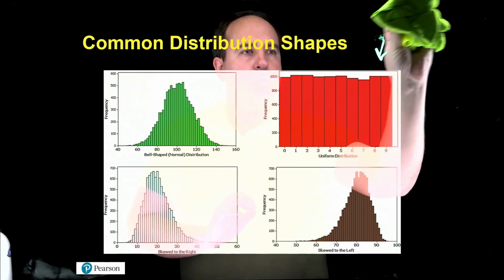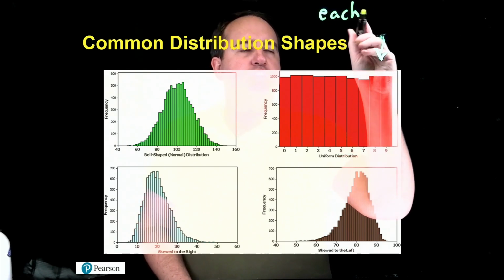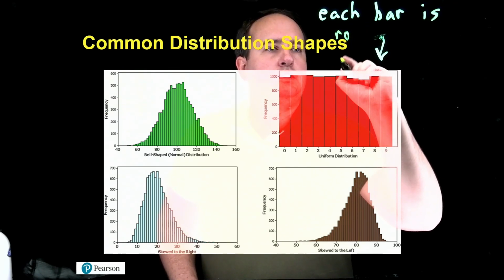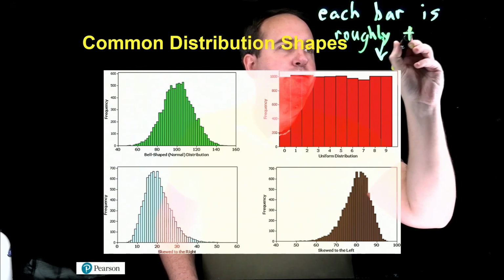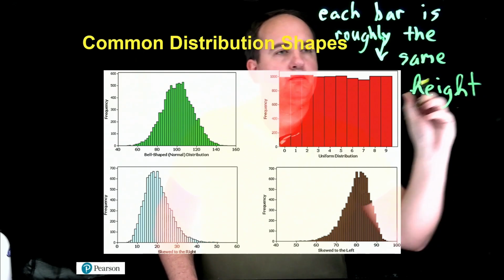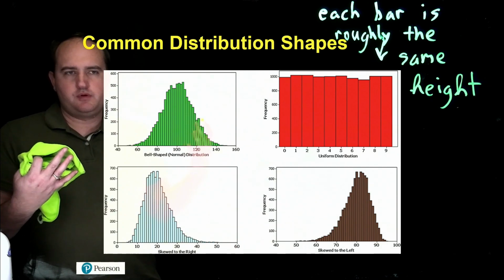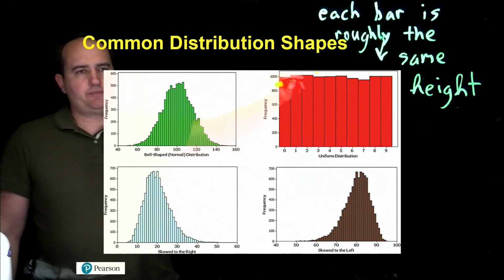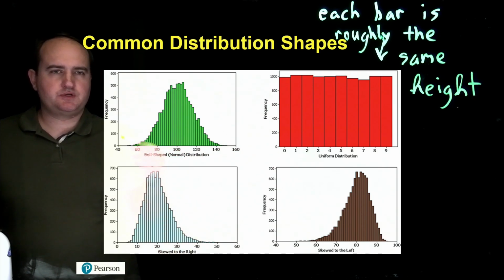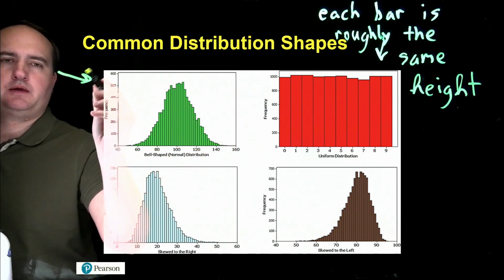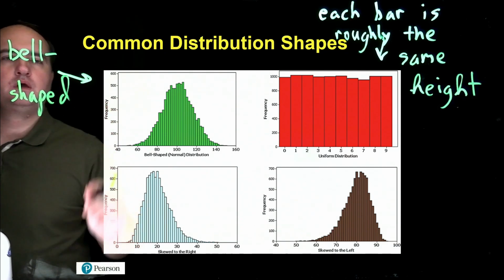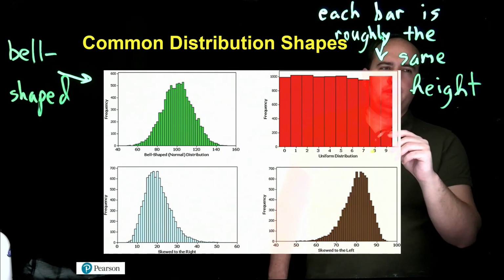So let me write that somewhere where you can actually read it. So each bar is roughly the same height. So obviously in the real world, it's not going to be a perfect rectangle, but if you kind of squint at it, you can see that this has a rectangular shape. So a normal distribution is roughly a bell shape. So this one right here is roughly bell shaped, because it's shaped like a bell. But for a uniform distribution, the red graph, it has more of a rectangular shape.